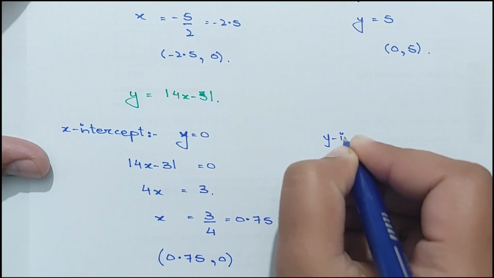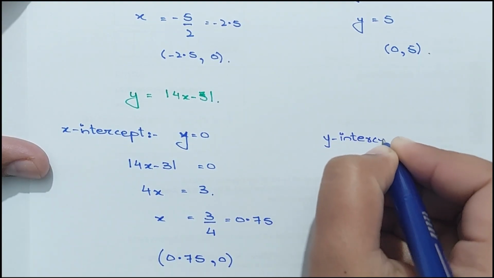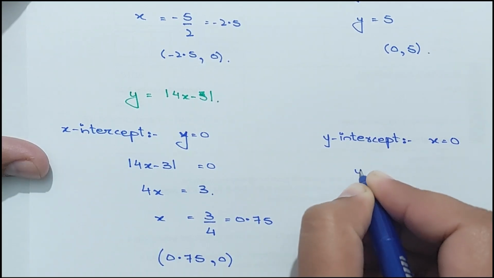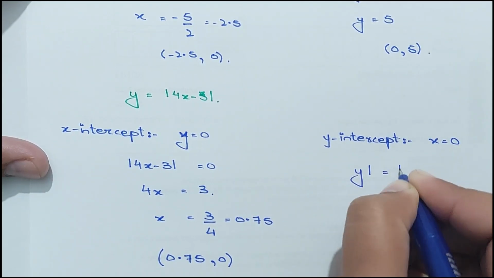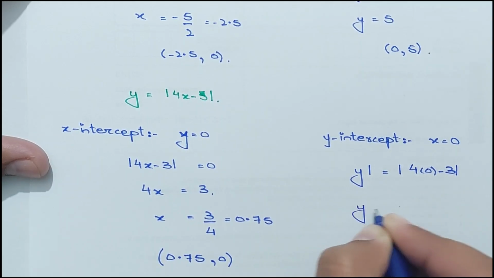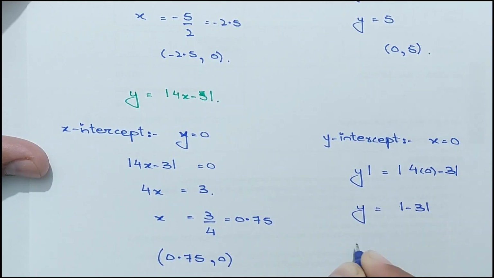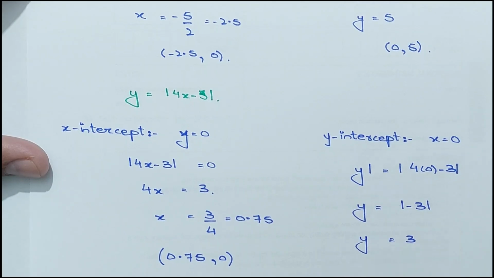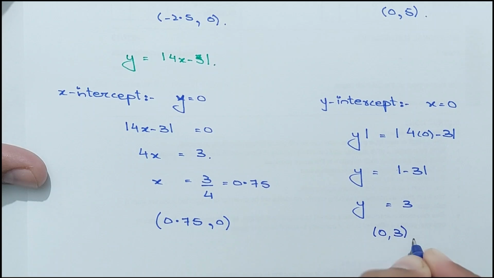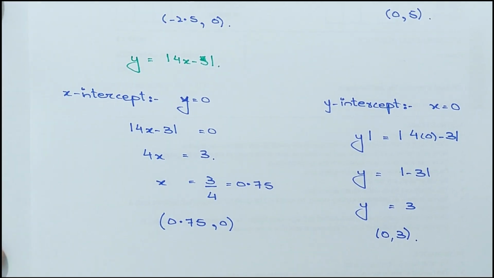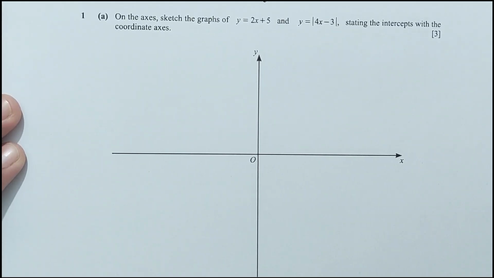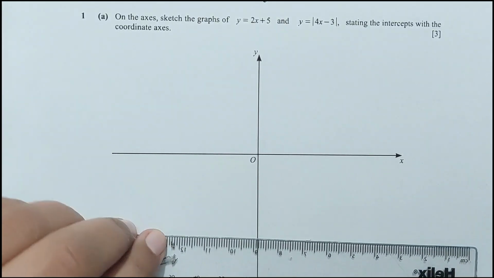Now for y-intercept, we have to put the variable x should be equals to 0. So y should be equals to, absolute of 4 times 0, negative 3. So y is equals to absolute of minus 3, which is positive 3. Y is equals to positive 3. So the coordinates of y-intercept are 0, 3, right? Okay, now let me sketch the graph for both functions on the grid. And we have to state the intercepts with the coordinate axis. All right.